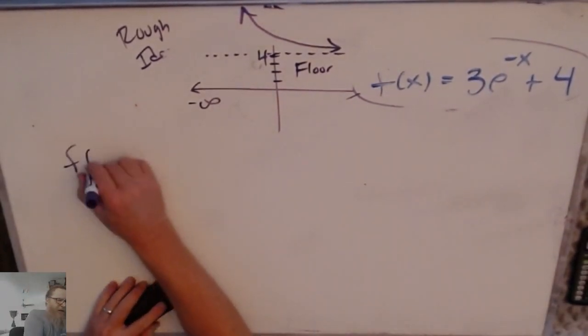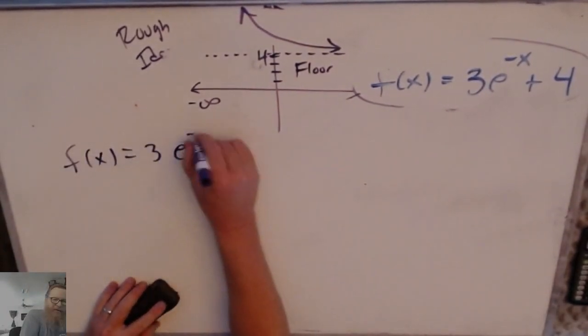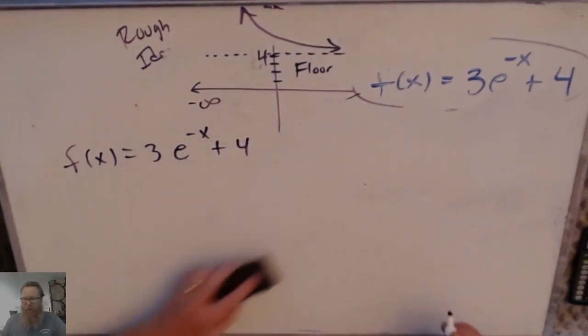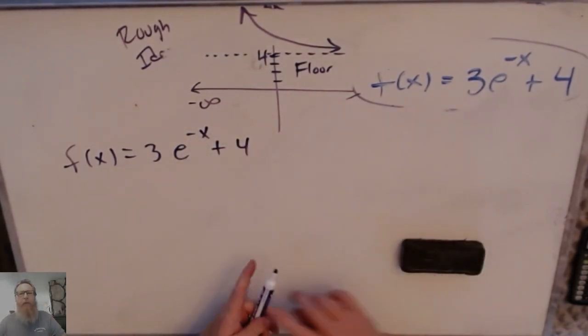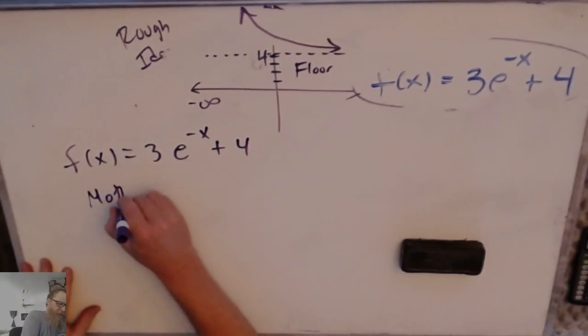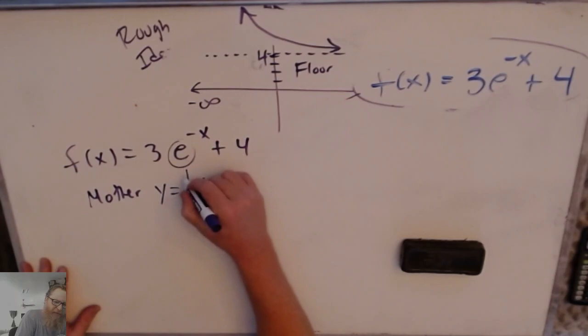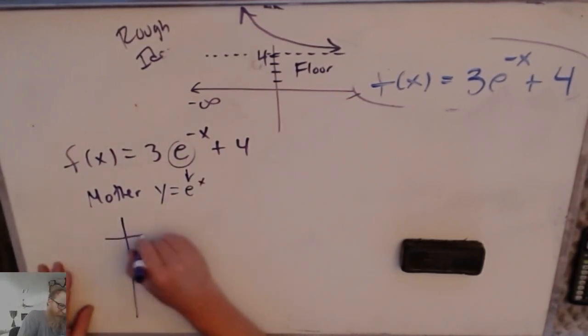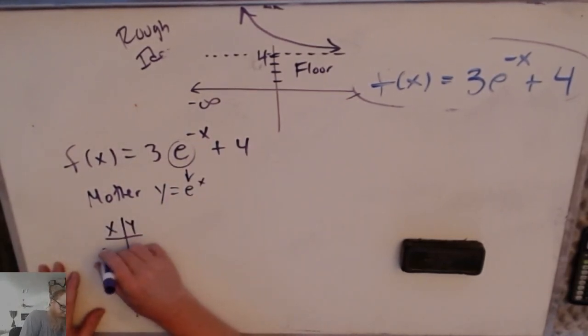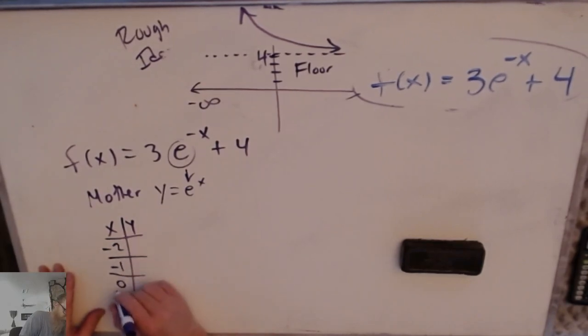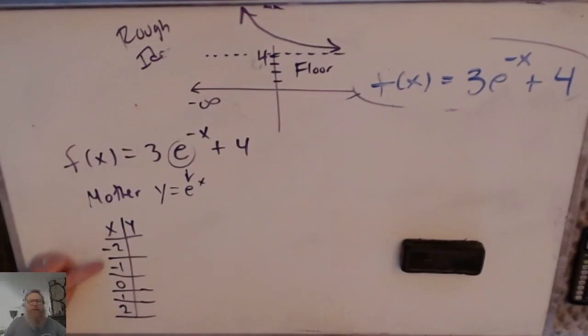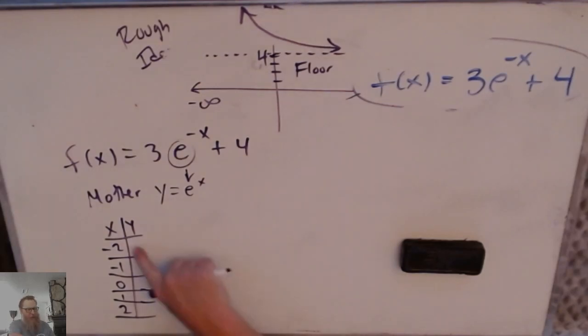So I've got f of x is 3e to the negative x plus 4. Let's look at our mother table. Just use the base e. We saw this in the last video. 5 x's: negative 2, negative 1, 0, 1, and 2. I don't know if you remember the y's. You remember the y's? If not, we'll do them over again.